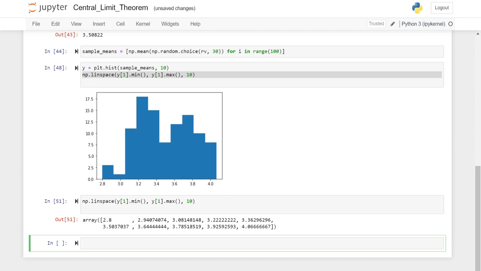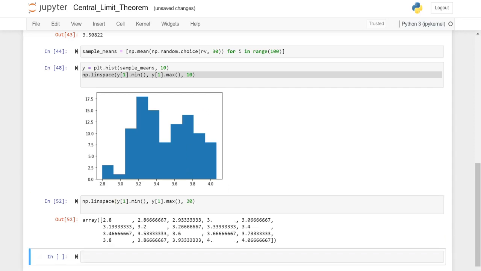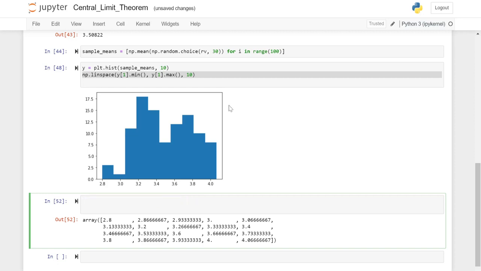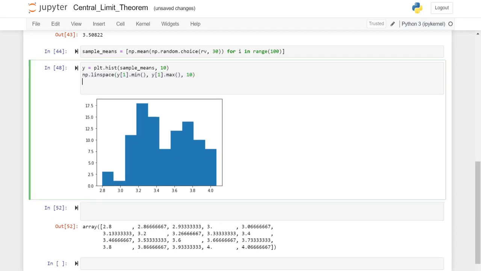We can also write 20. Then 20 numbers will get generated, right? Like this. But the lowest number and highest number will be the same. And in between, it will create several numbers having similar distance between two of them. Correct? Okay. Now let us write the next one. So here, what is that? We will put it in a variable called z.